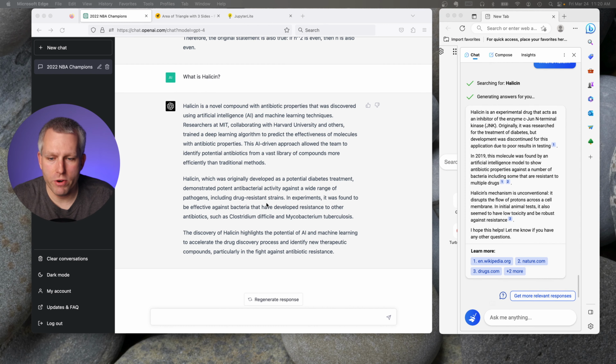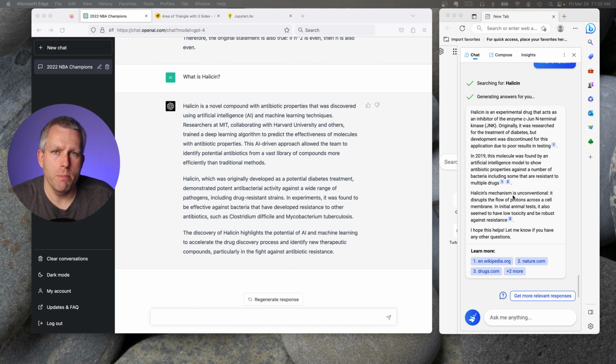Both systems gave a very good answer. They both identified that Halicin was used to treat something else. It's a kinase inhibitor. It was tested for diabetes, but that failed. And then artificial intelligence identified that Halicin is actually a novel antibiotic, which is a really big deal because that's the first novel antibiotic in probably 3 or 4 decades.